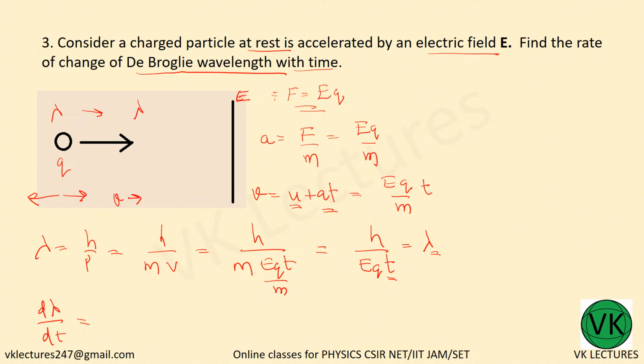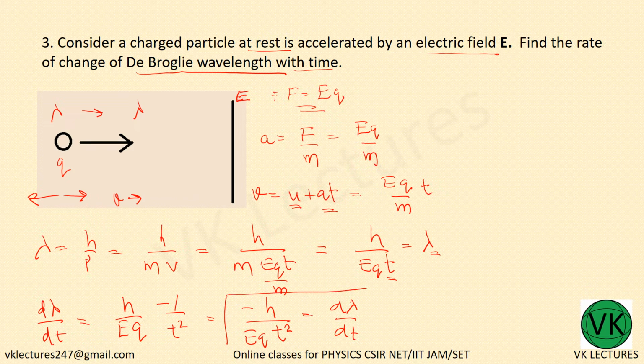Now here we can write h, e and q are constants, so h divided by eq. The derivative of 1 by t is nothing but minus 1 divided by t square. So d lambda by dt is equal to minus h divided by eq t squared. So this is the required answer.